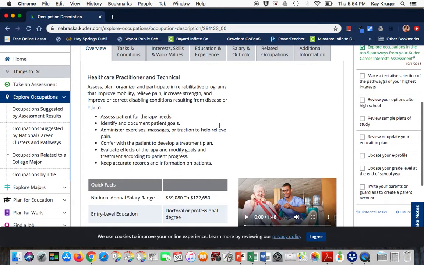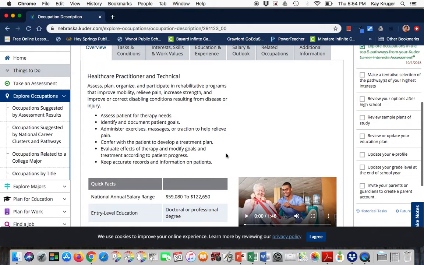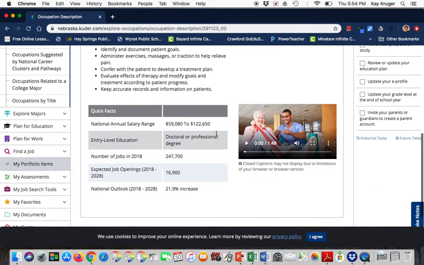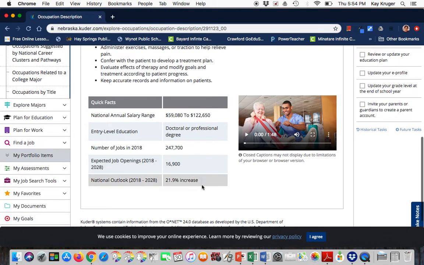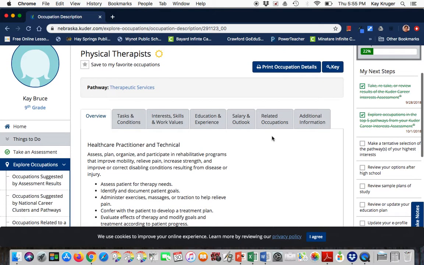The first page is the overview page, and it gives you a brief overview of that career. What is that career? What are some of the jobs that that occupation entails? And then it will give you an average or a national annual salary range. It will tell you your entry-level education, which is a doctorate degree. It will tell you the expected openings over the next 10 years in number, as well as a percentage. So you will come back and you'll look at that. There's a little video clip that you can watch about that too. And then there are other tabs here that we'll be looking at.